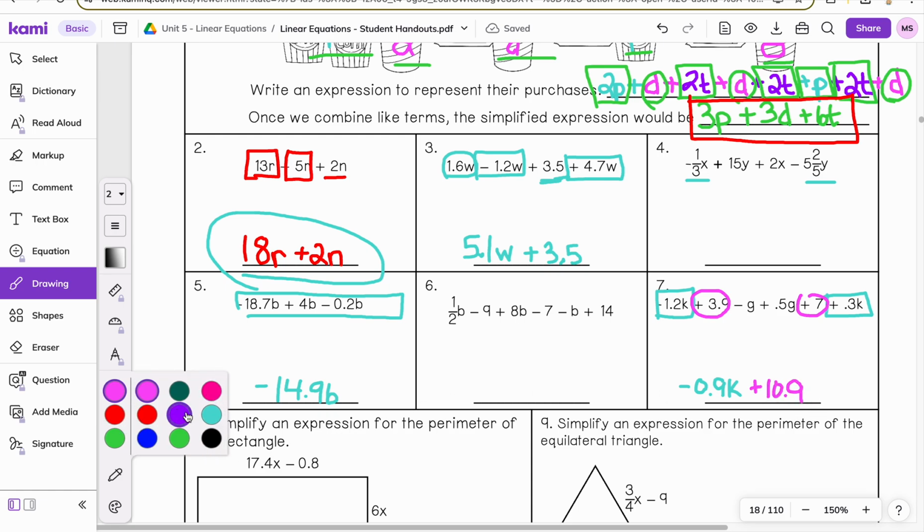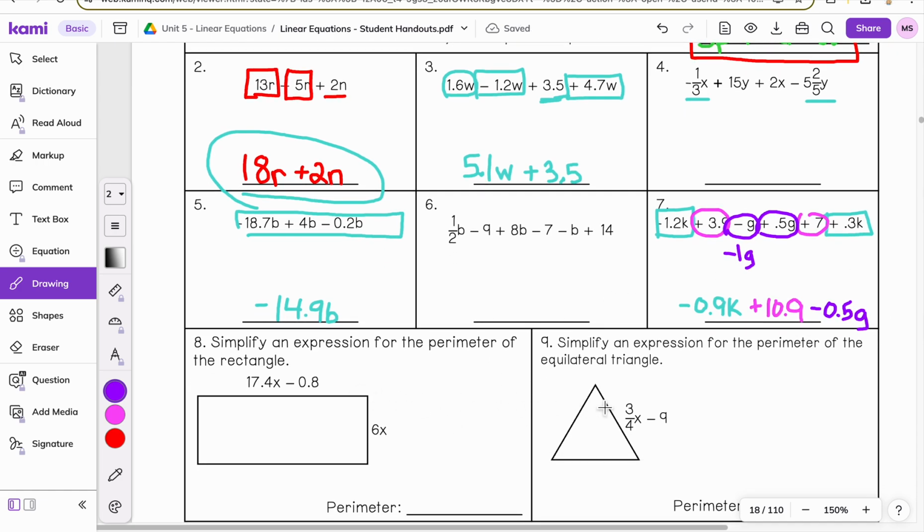And then we have a third thing that can be combined. We have this negative g plus 0.5g. So this negative g is the same thing as saying negative 1g. So negative 1 plus 0.5 is negative 0.5g. All right, hopefully you got at least that far. We can try some of these others on Monday.